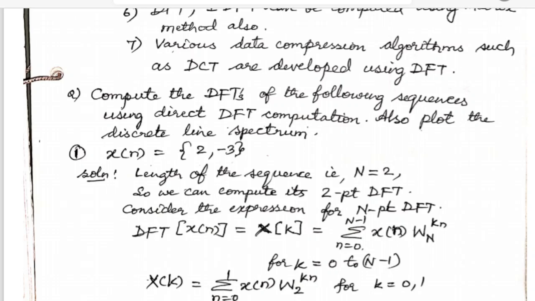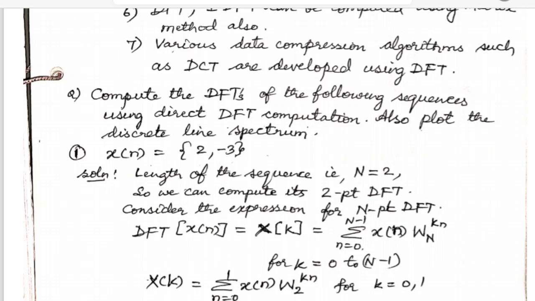Compute the DFTs of the following sequences using direct DFT computation. Also plot the discrete line spectrum. So now for the particular sequence in time domain, given x of n is equal to 2, 3. So here you can see there are two values in this sequence. The length of the sequence happens to be 2. So we write the length with the capital N notation, that is equal to 2.